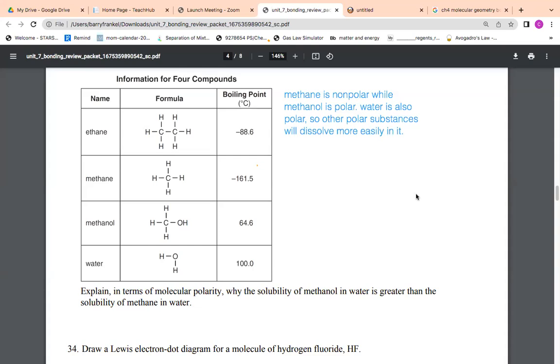Okay, I mentioned polarity. Okay, I spoke about solubility of methanol versus methane. So I have kind of like ticked off all of the boxes. All right. Okie dokes. Moving on. Nope, not what I want.